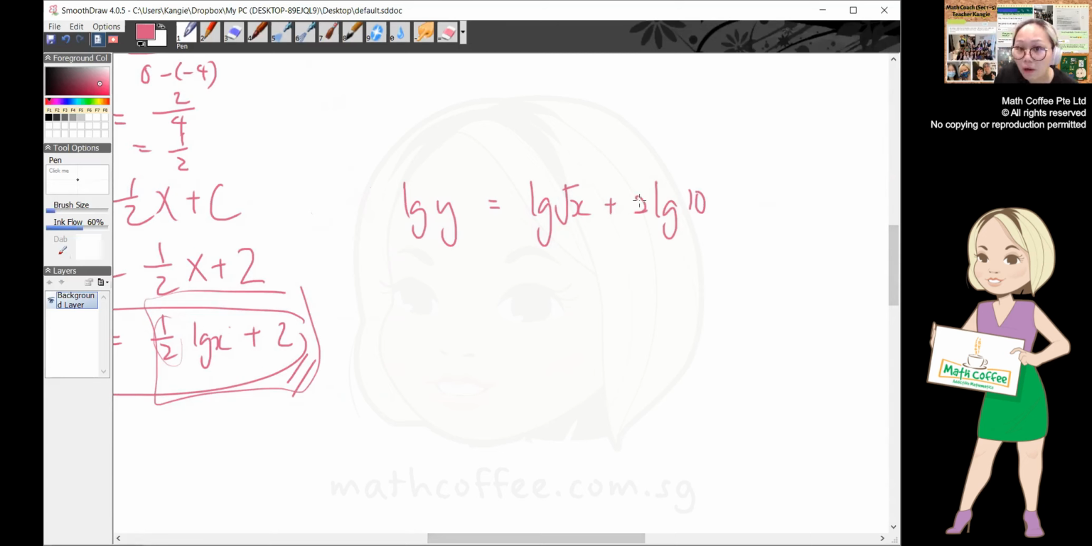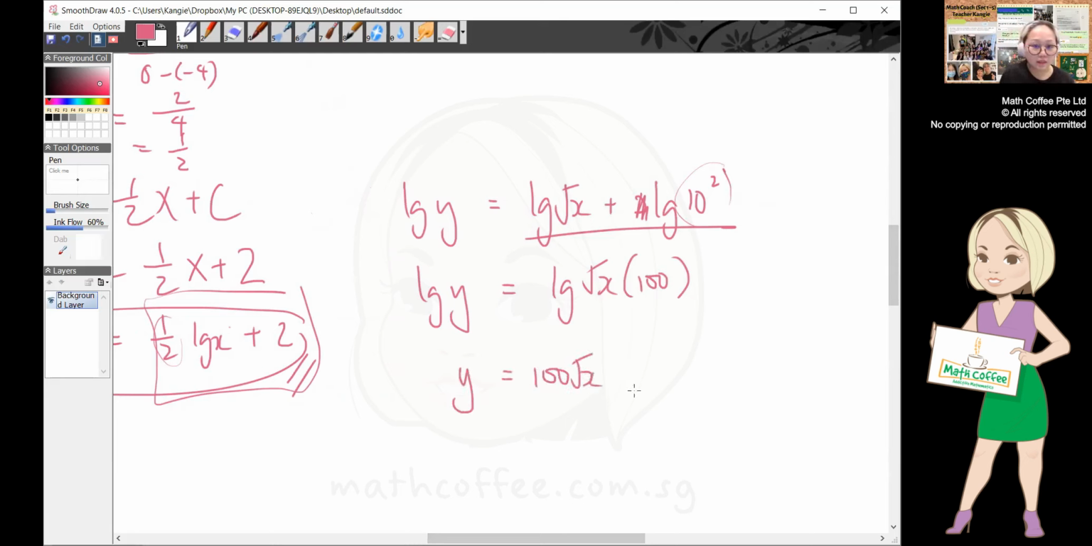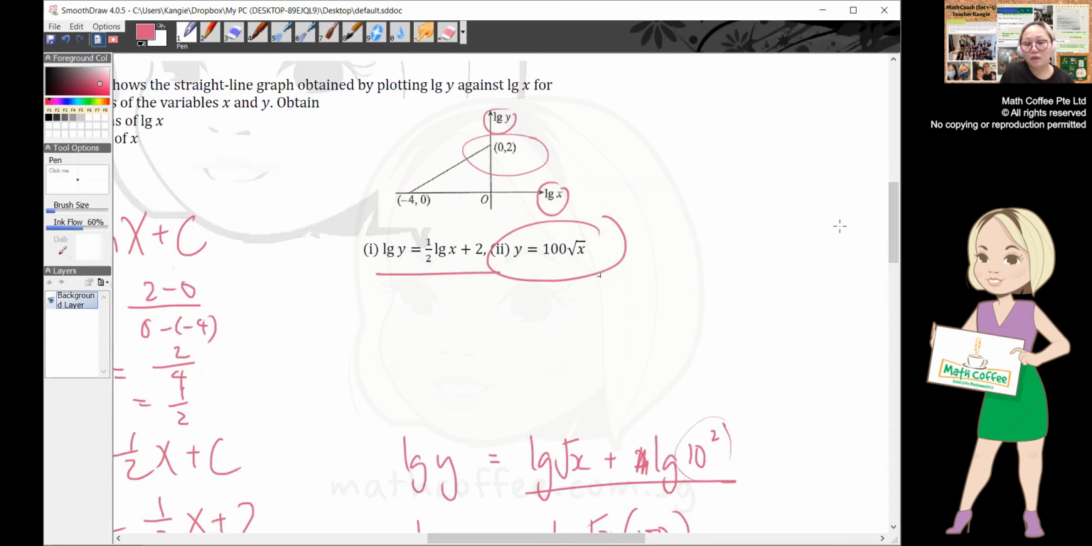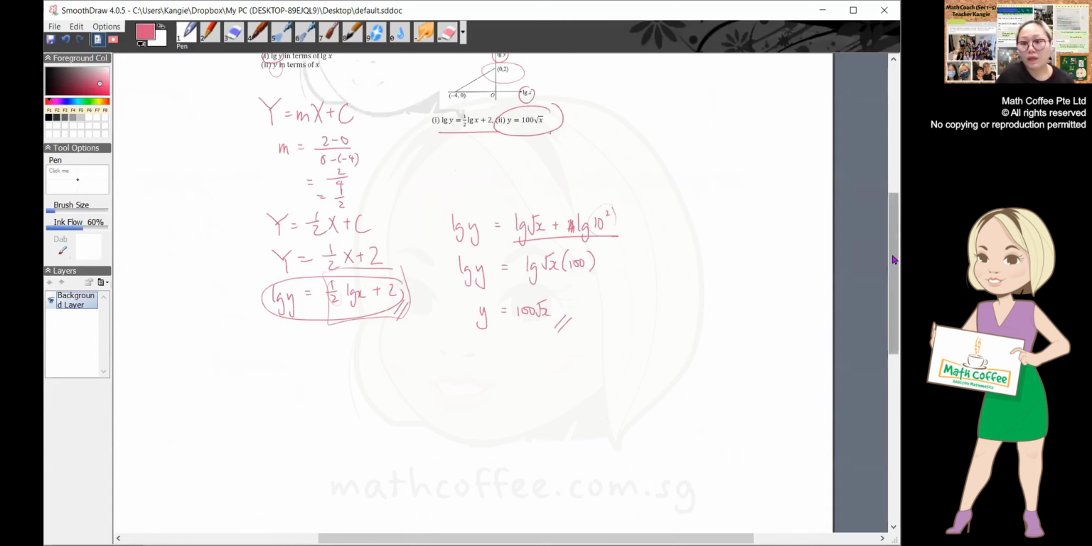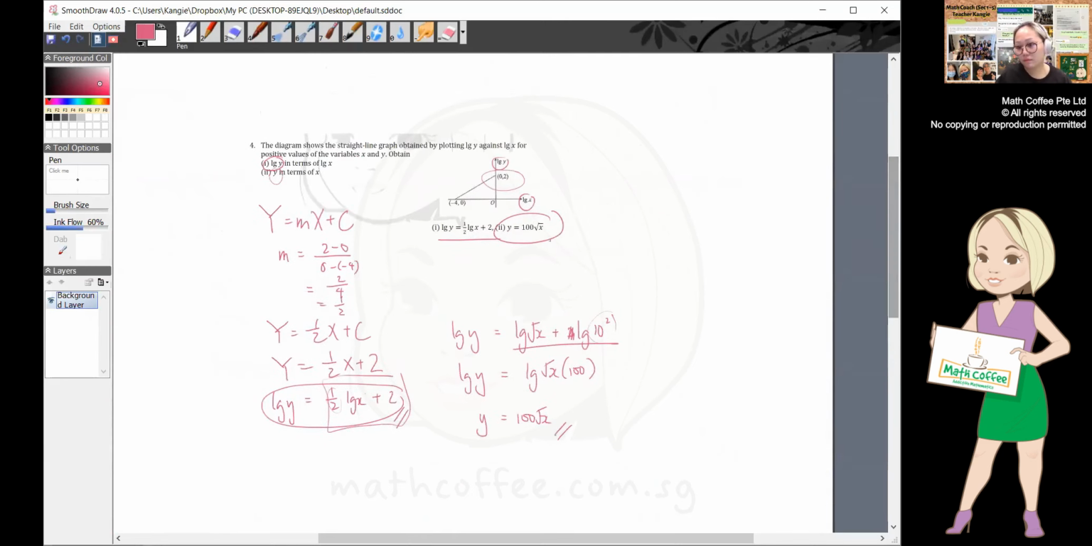Then after that, power law, I'm going to bring this up. So it becomes this. Then now I'm ready to combine this into a single logarithm. So log y equals log square root x multiplied by 10 to the power of 2, which is 100. Now both sides are a single logarithm, I can remove the log. So y equals 100 square root x. And that is my answer. So we are done with this question 4.